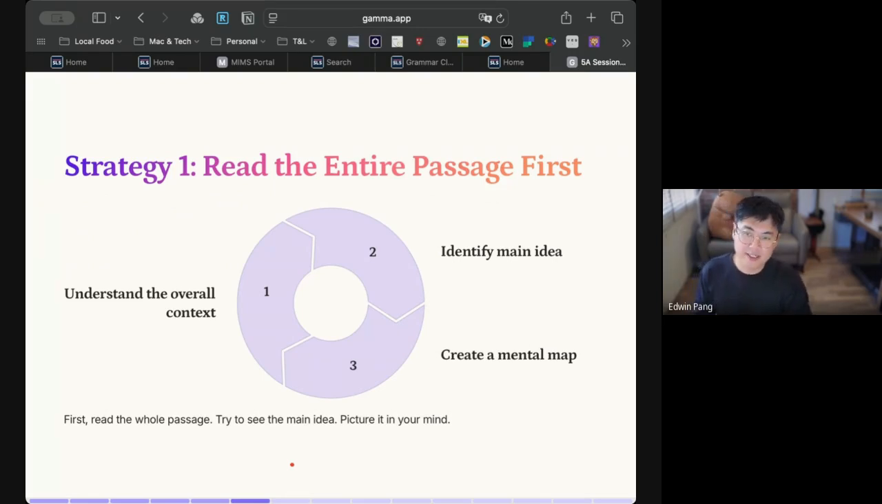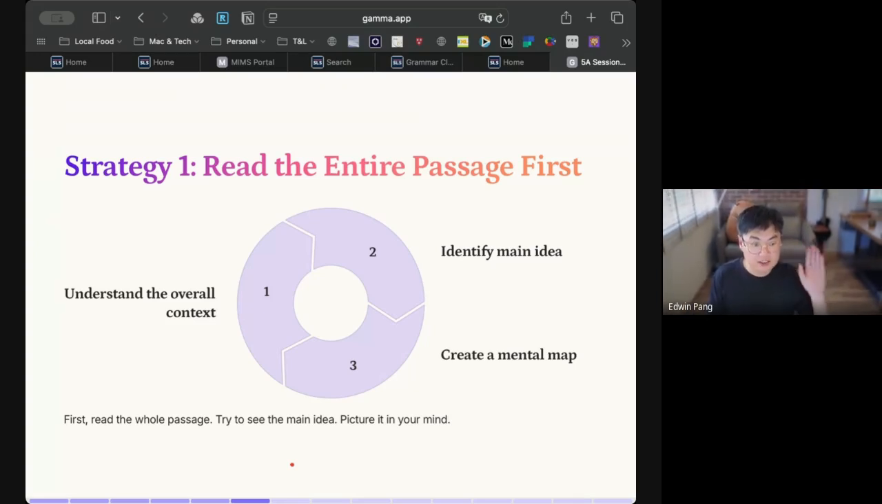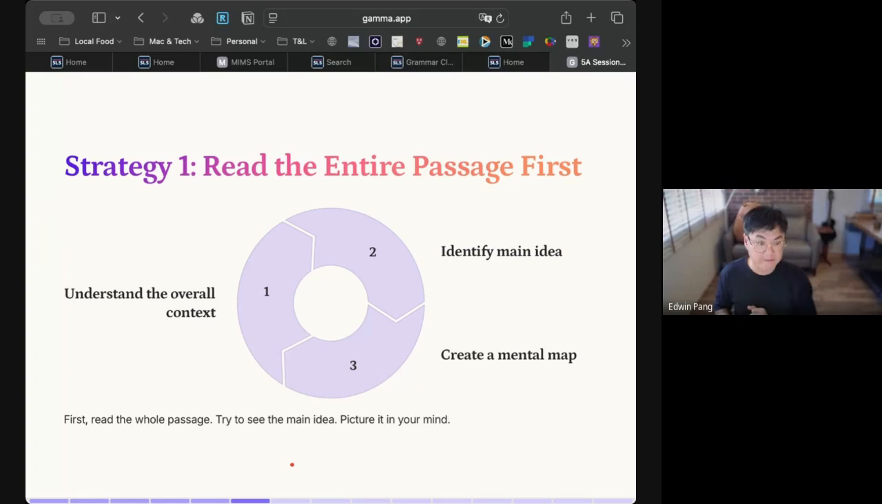So in order to understand the passage, we need to first read the entirety of it. How many of you have heard from your teachers, don't start filling in words yet, start reading first? Raise your hands if your teachers have taught you that. It's a very important skill. All the way from primary 2 or 3, you should have learned this. Never start by writing your answers. Always start by reading the passage.